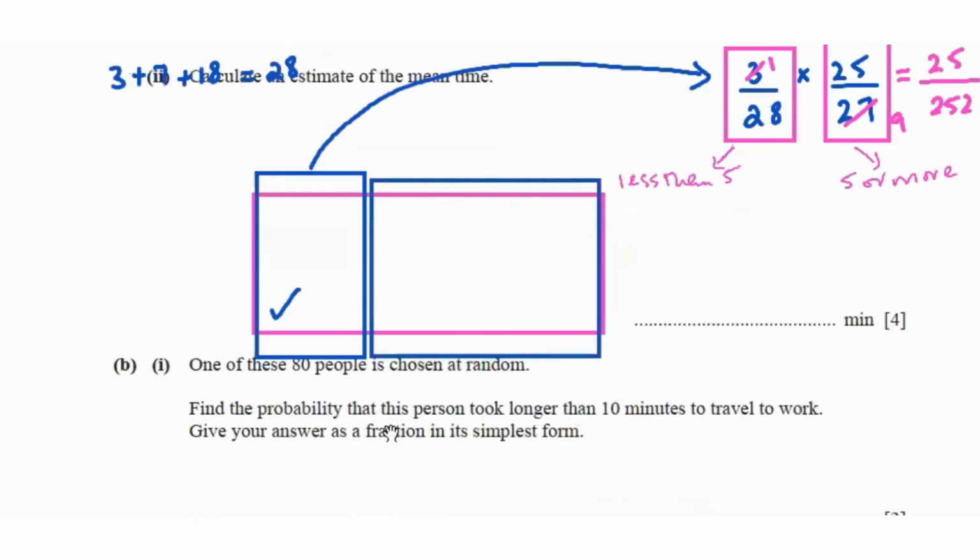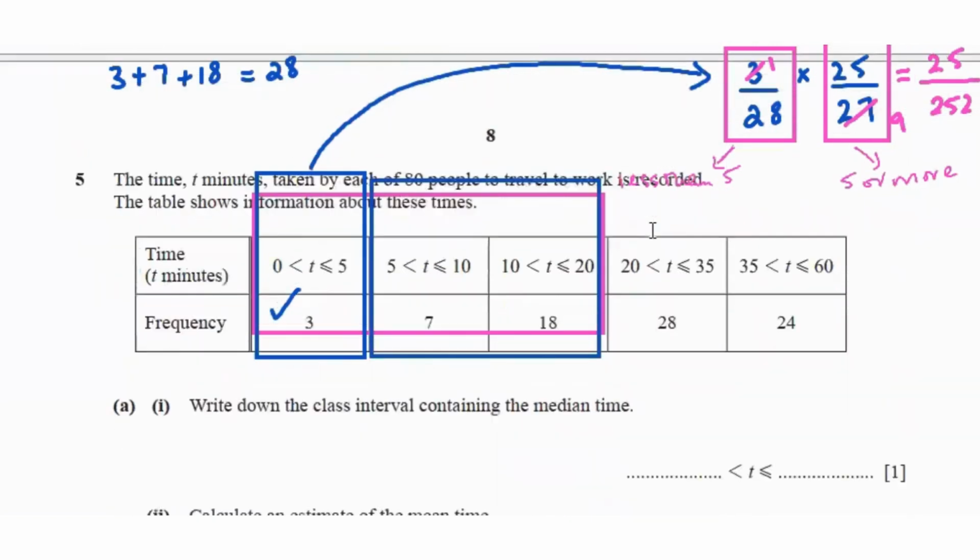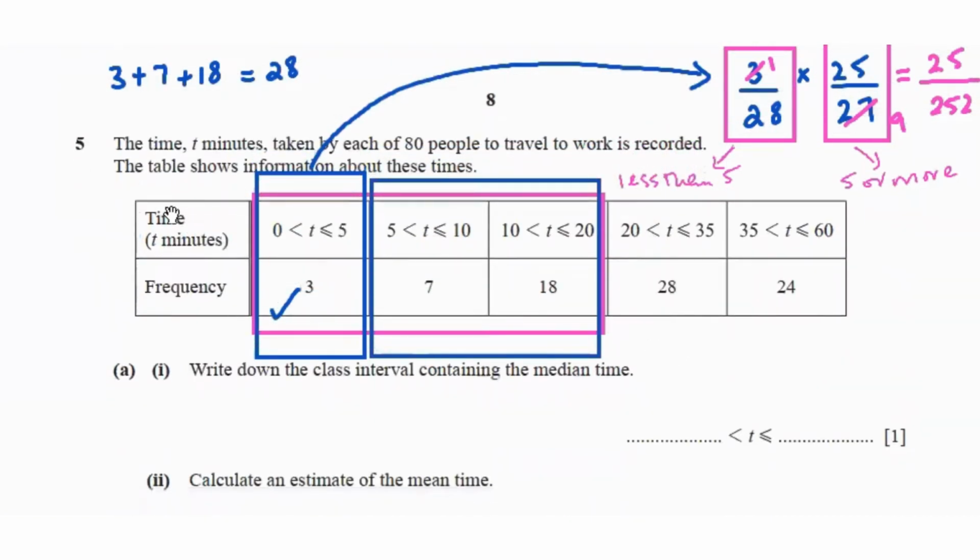Go back to the question. The question said, find the probability that one person took 5 minutes or less and the other took more. So we don't know which person he's choosing first, whether he's choosing the first person from the 5 to 20 interval, or whether the first person is chosen from the 0 to 5 interval.